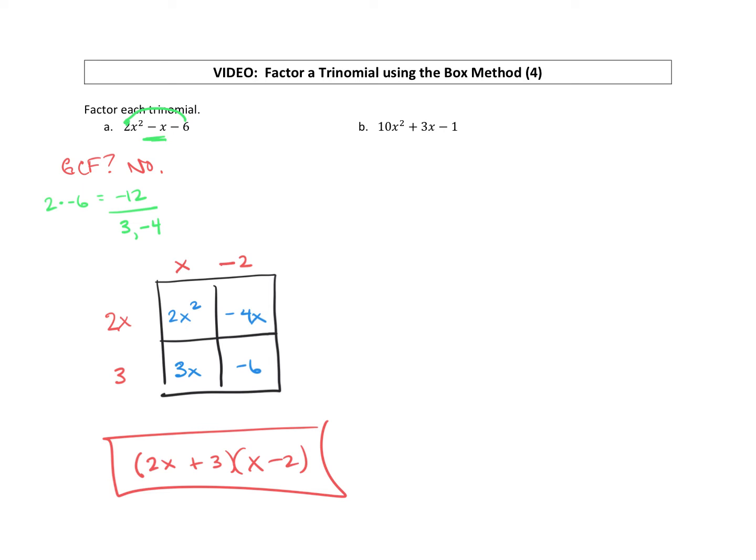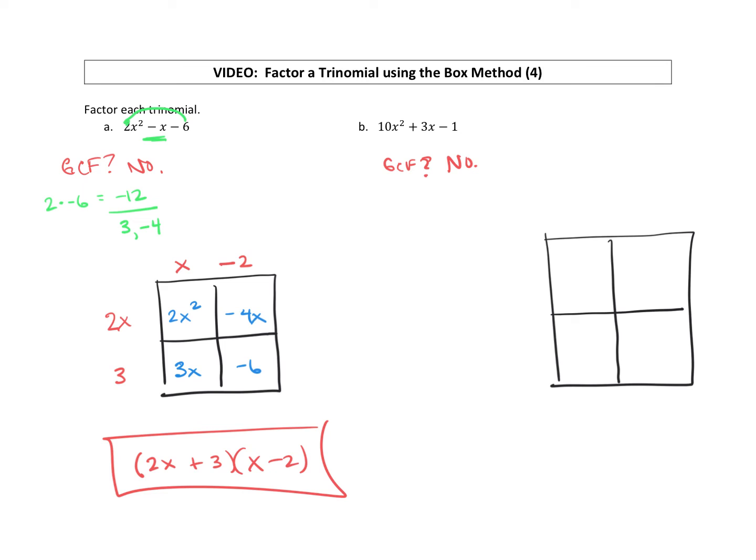All right, last example. What are we going to look for first? A GCF. Is there one? Well, let's see. We have a 10x squared, a positive 3x, and a negative 1. So no, they don't have any common factors. So then we can go right to our box. Oh, I made this one a little bit bigger apparently.